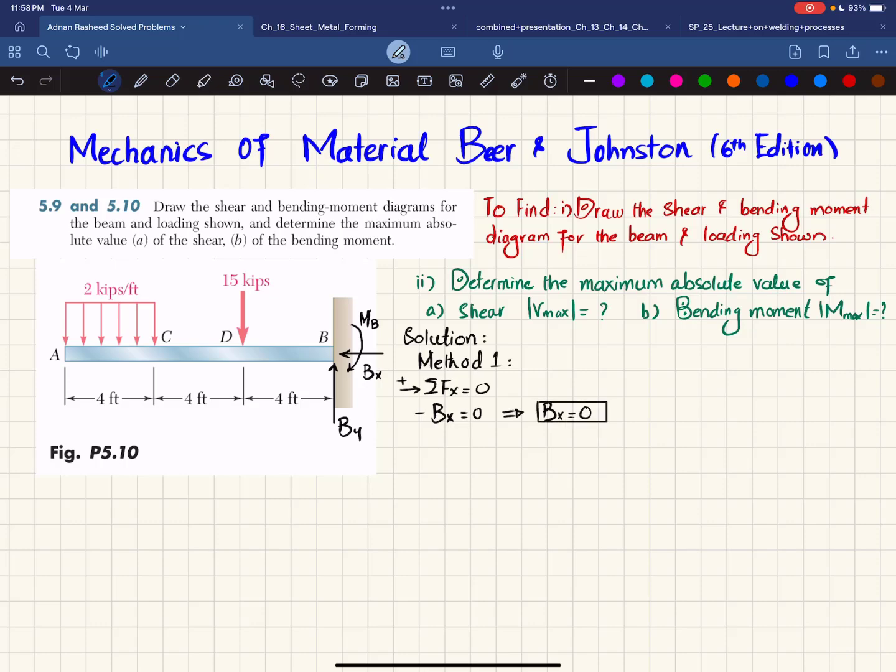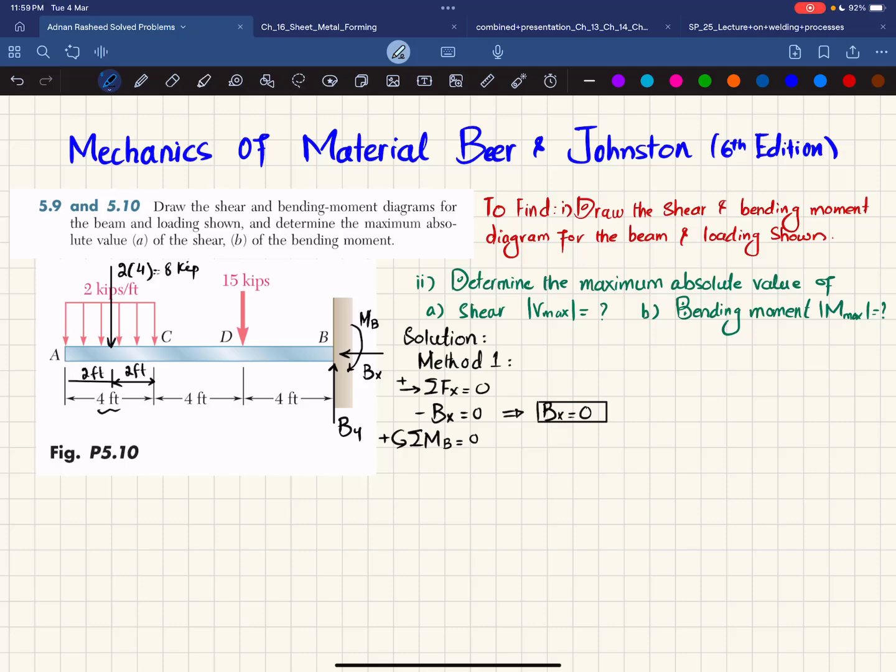Now we'll find the other reactions using another equation of equilibrium: the sum of all moments about point B is equal to 0, taking counterclockwise moment as positive. From A to C there is a distributed load, and when converted into a point load it will be 2 times the length over which it acts. So 2 multiplied by 4 equals 8 kips, and it acts at a distance of 2 feet from either C or A, up to the middle. So this is 2 feet and this is 2 feet.